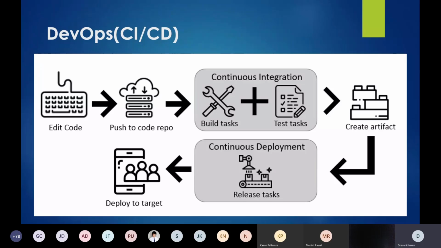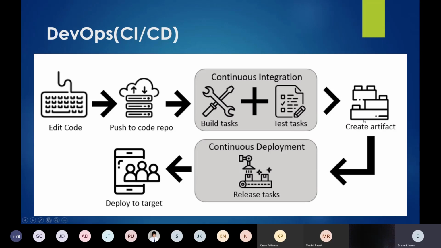Azure DevOps mainly combines the continuous integration and the continuous delivery parts. So together we call this Azure DevOps. In this pictorial representation, if you see, we edit the code in Visual Studio and push it to the code repository. In the continuous integration task, we build the solution and run all the test tasks. And once this succeeds, all the components will be moved to the artifacts repository.